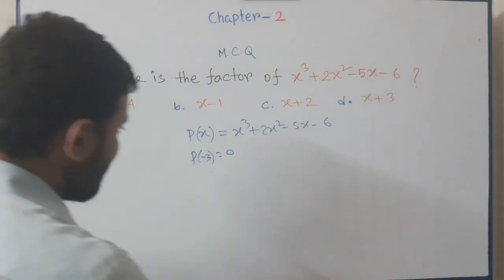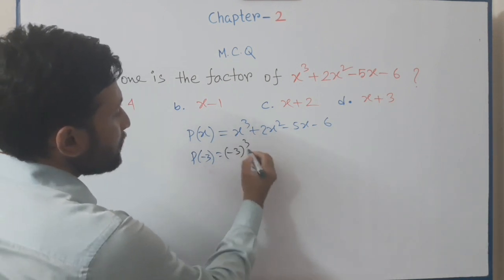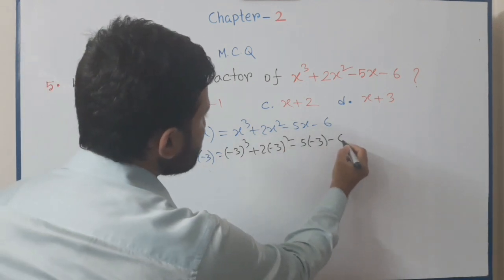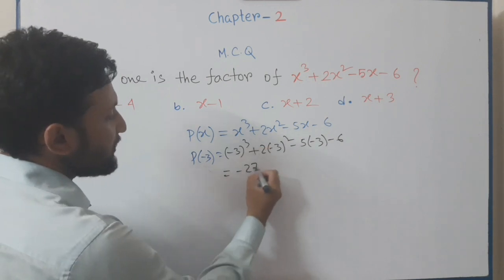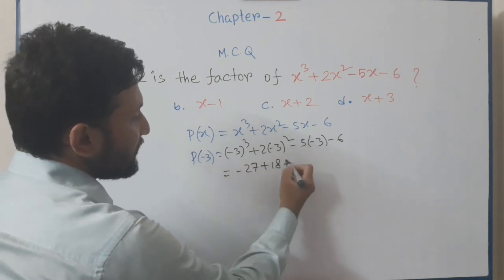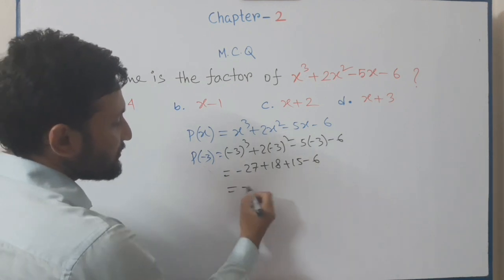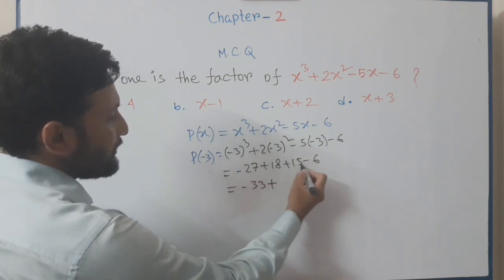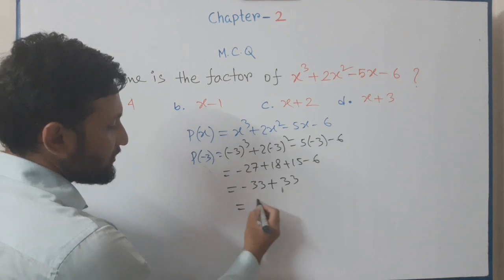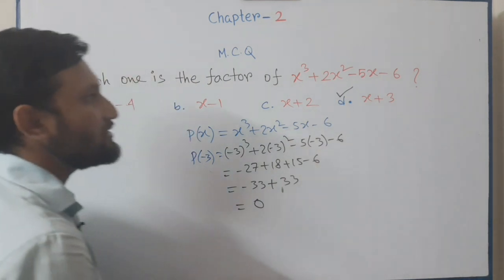By checking, p of minus 3 means minus 3 cube plus 2 into minus 3 square minus 5 into minus 3 minus 6. Minus 3 cube is minus 27, minus 3 square is 9 and 2 times that is 18, and minus 5 into minus 3 is plus 15, and minus 6. So minus 27 and minus 6 is minus 33, plus 18 plus 15 is plus 33. So minus 33 and plus 33 is 0. That means our required answer is the last option D: x plus 3 is a factor of this polynomial.